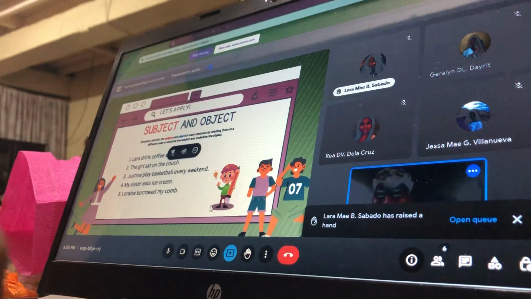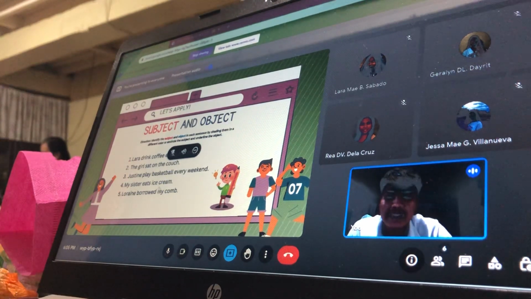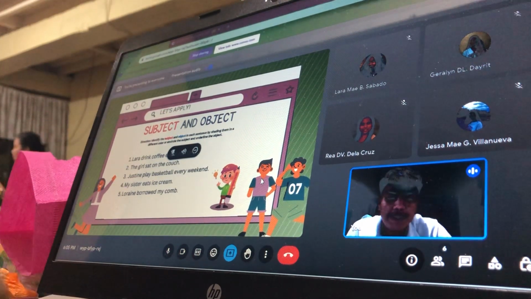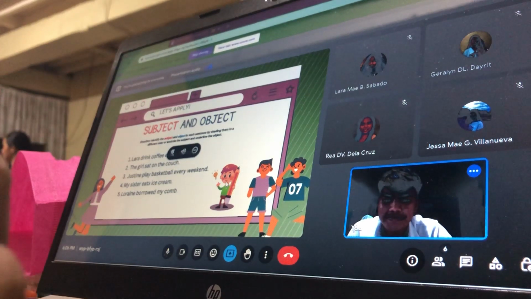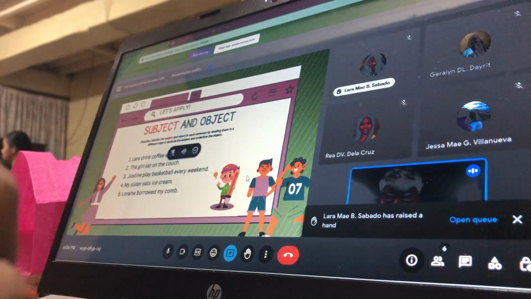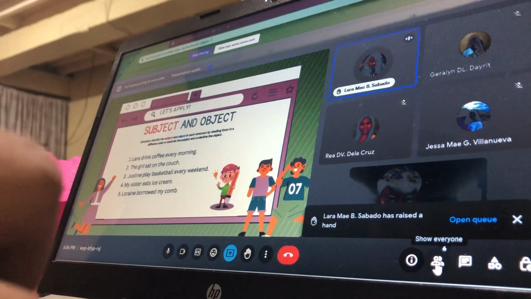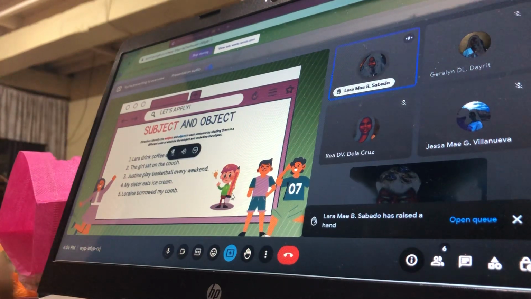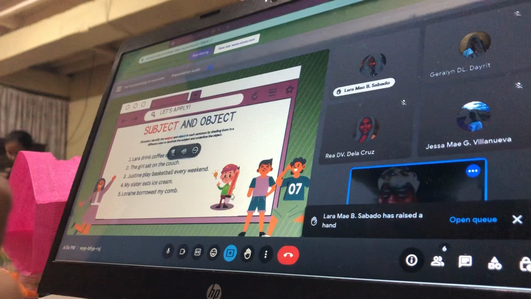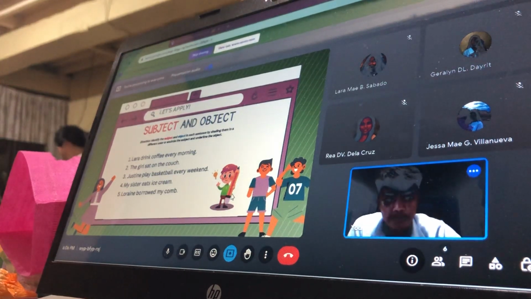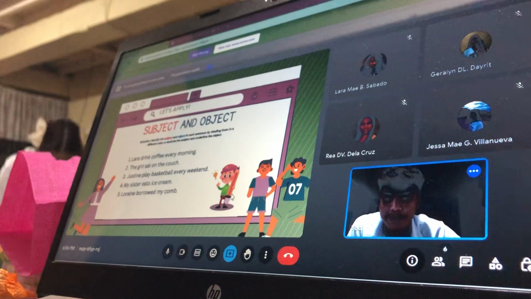Okay, very good. Next, number three: Justine play basketball every weekend. What is the subject and what is the object? Okay, Lara. The subject is Justine and the object is basketball. Okay, very good. Justine is the subject because he is the doer of an action, which is playing basketball, and basketball is the receiver of an action.